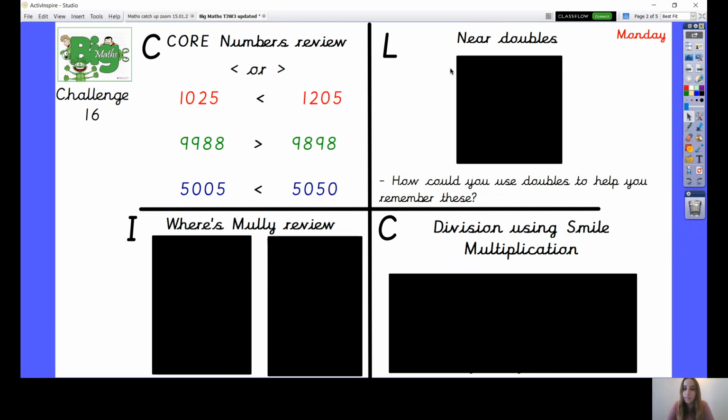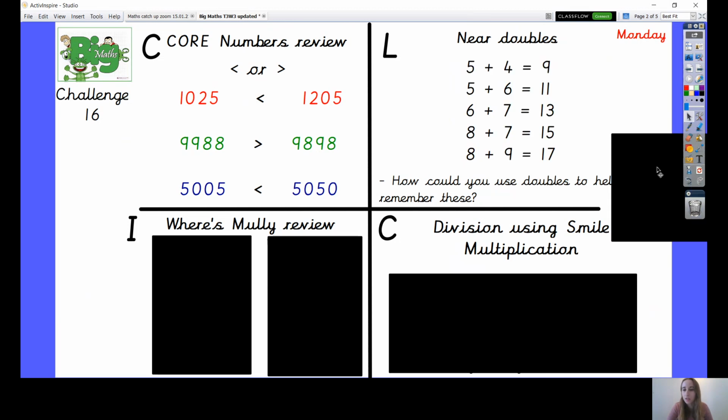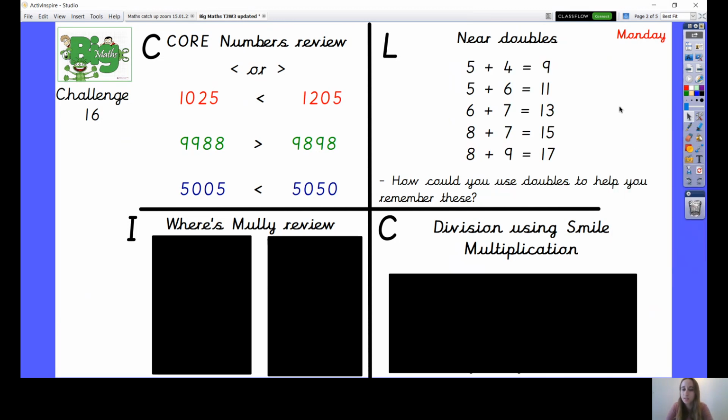So for our Learn Its, this term we're focusing on our addition Learn Its because we're practicing our times tables in our Times Table Rock Stars sessions. The addition Learn Its we're focusing on this week that we really want to learn are our near doubles facts. There's quite a few there, but they all share the same rule. I can use my doubles facts to help me and adjust those depending on what the calculation is, okay?